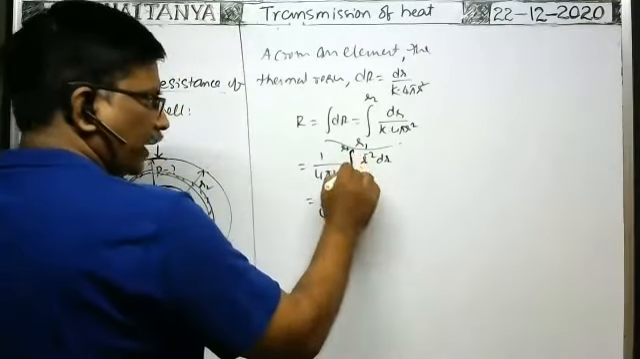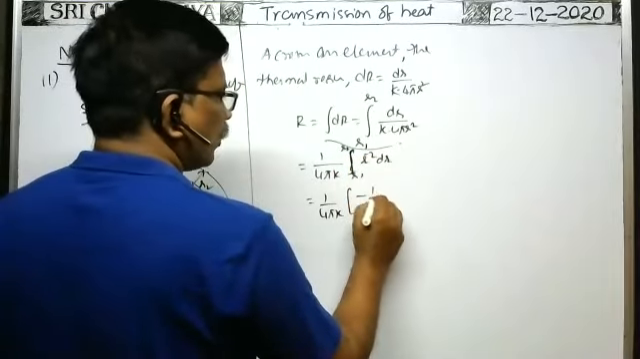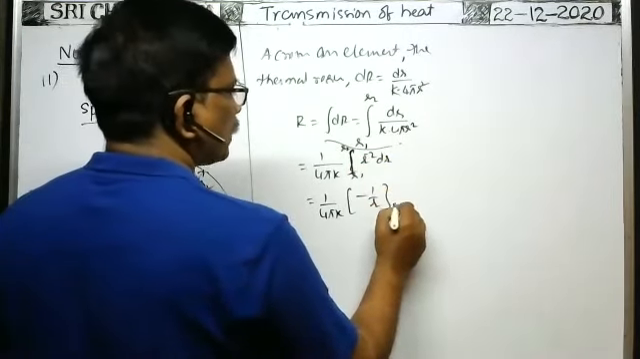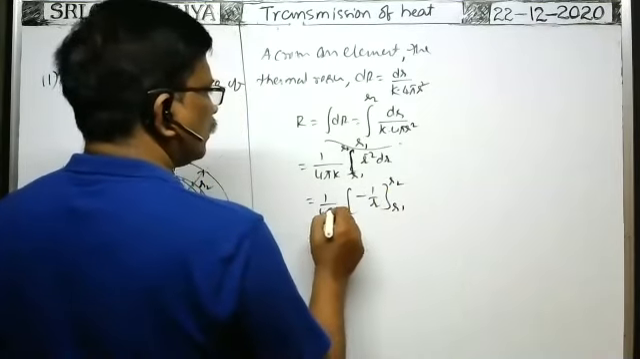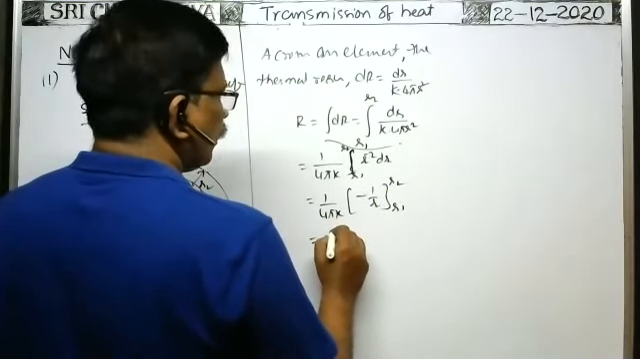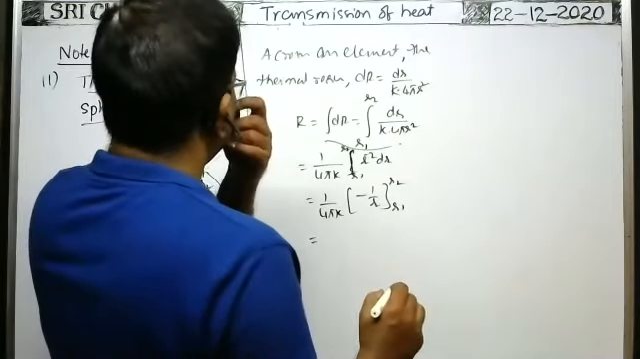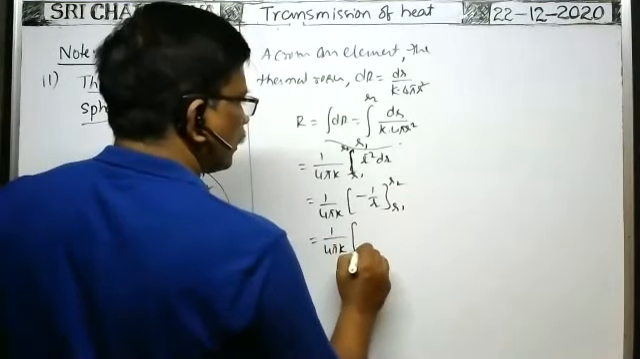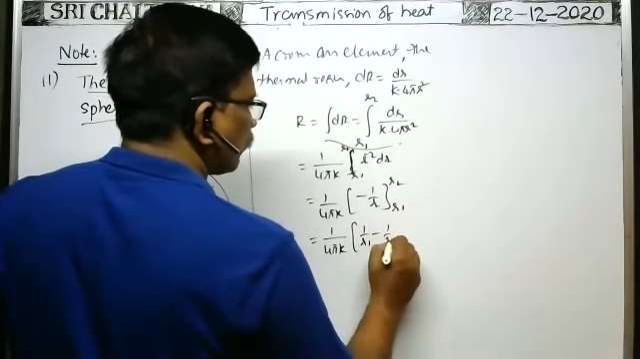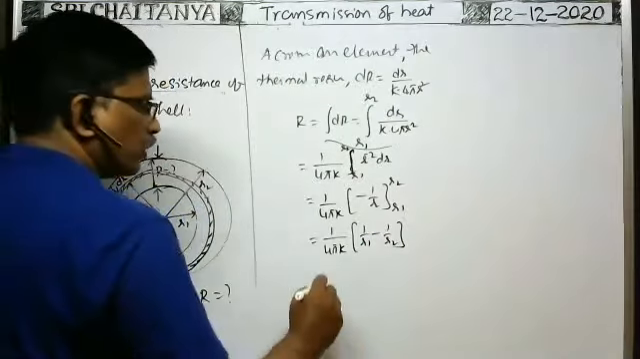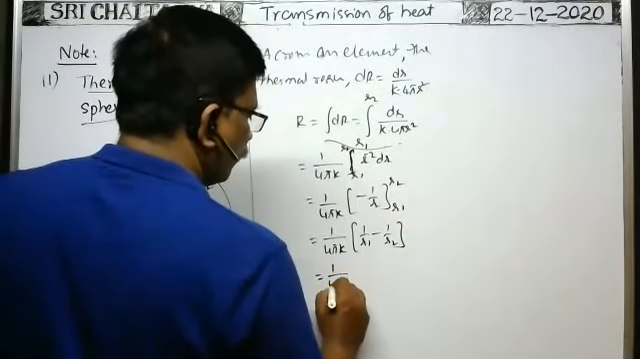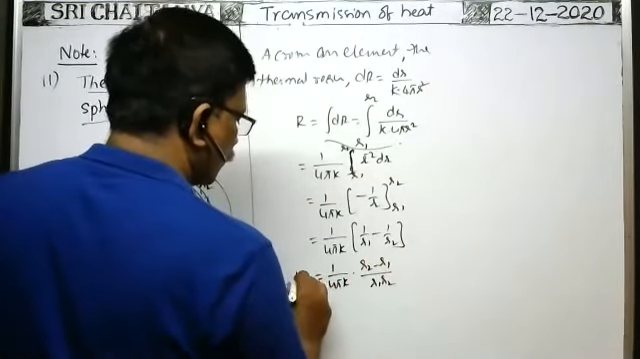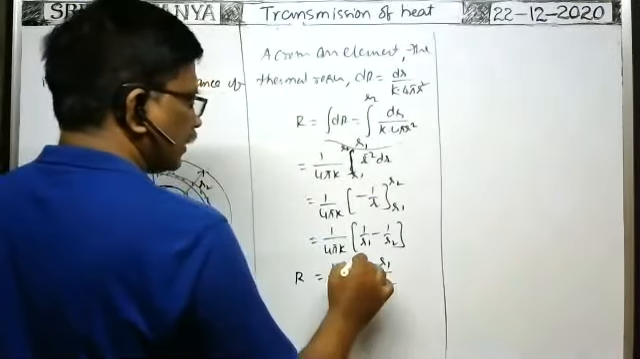When you integrate r to the power of minus 2 dr, you get r to the power of minus 2 plus 1 by minus 2 plus 1, that means minus 1 by r, with limits r1 to r2. Therefore, 1 by 4 pi k into, when you substitute the limits, 1 by r1 minus 1 by r2. That is equal to 1 by 4 pi k into (r2 minus r1) by r1 r2. This is the effective thermal resistance.